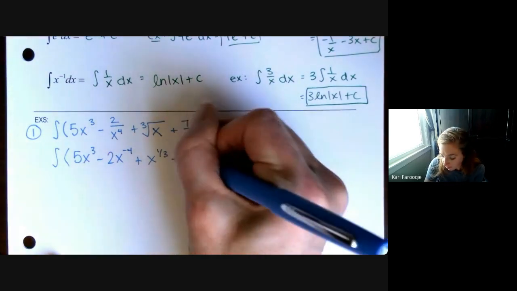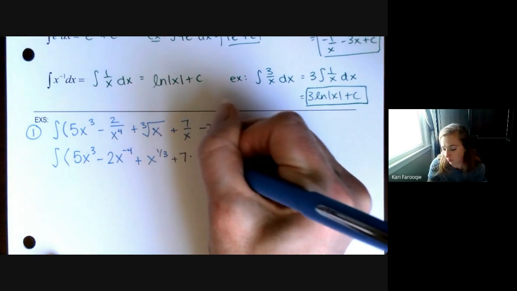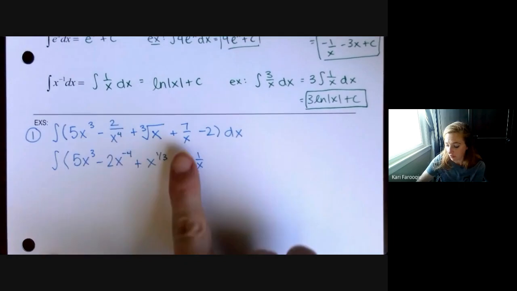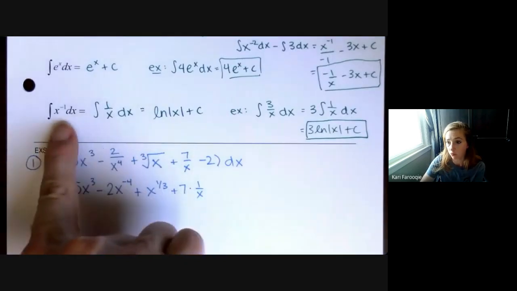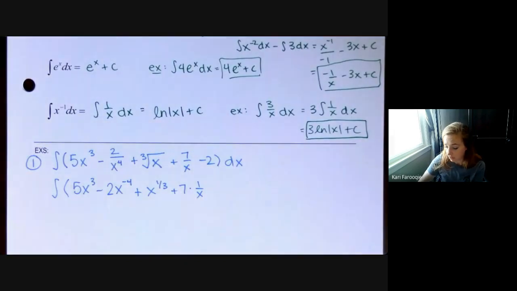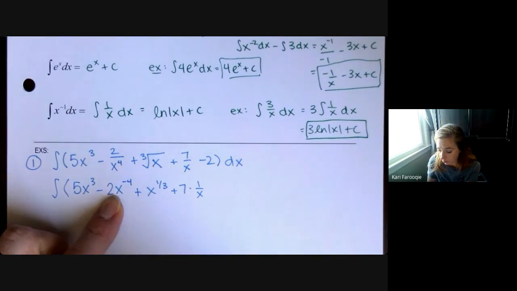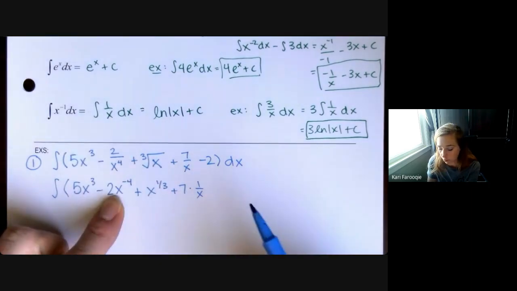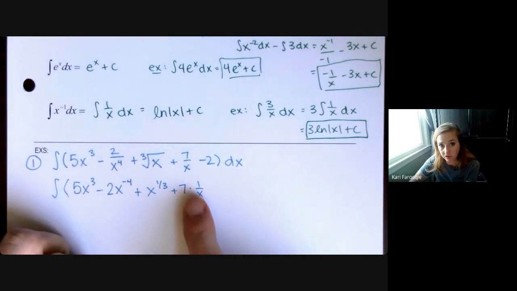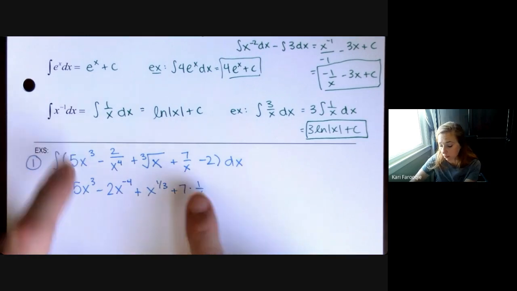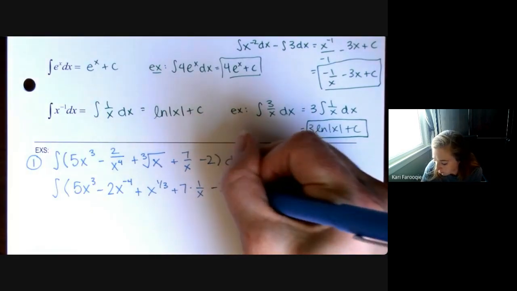If you would like, you can write it as 7 times 1 over x, or you can just leave it as 7 over x. And that's because it follows this special last rule we talked about. So I rewrote the 2 over x to the 4th because it didn't have an exponent where n equals -1. But this one is the special case that we talked about last. So I'm going to leave this one alone. And then -2 is just -2.